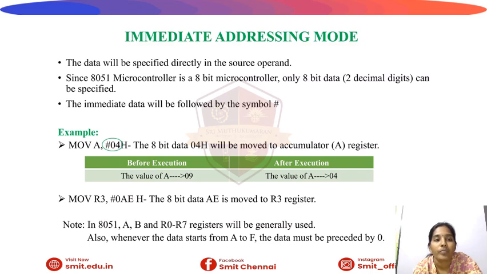Immediate addressing mode. In this immediate addressing mode, the data will be specified directly in the source operand. For example, MOV A, #04H. Here, the data 04H will be moved to the accumulator register.